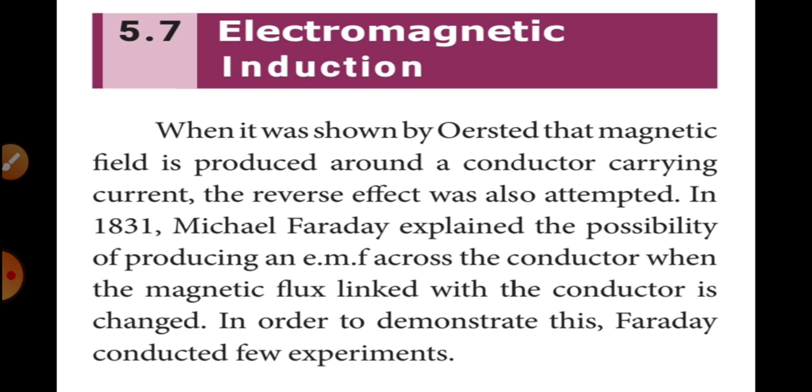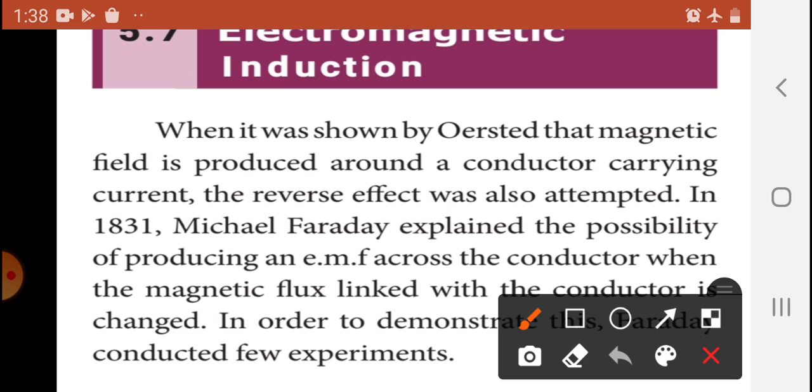In the year 1831, Michael Faraday explained the possibility of producing an EMF across a conductor. An EMF is produced when the magnetic flux is linked with the conductor. So remember this: the magnetic flux linked with the conductor produces an EMF across the conductor.